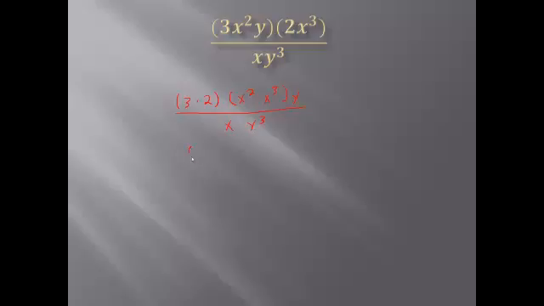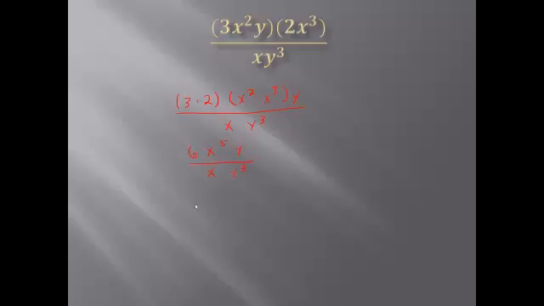Alright, so we have 3 times 2 is 6. When we multiply like bases, we add the exponents, so that makes x to the fifth, y. Now there's a couple of different ways you can go from here, so I'm just going to move my x and y to the third up to the top.